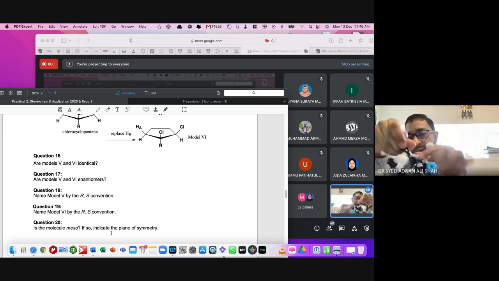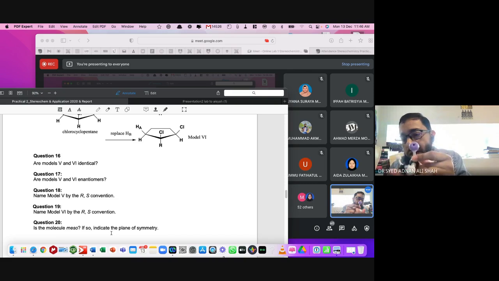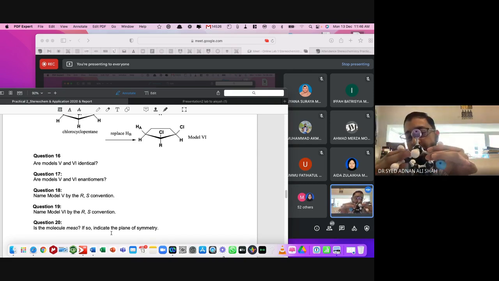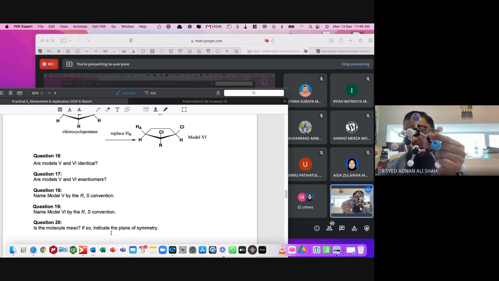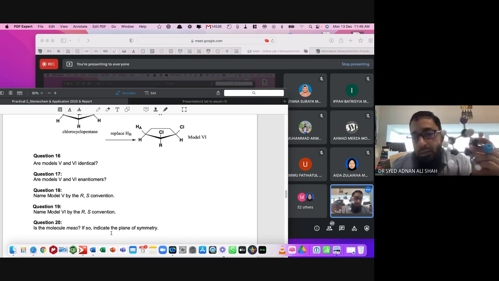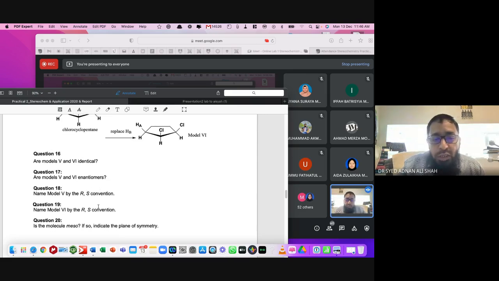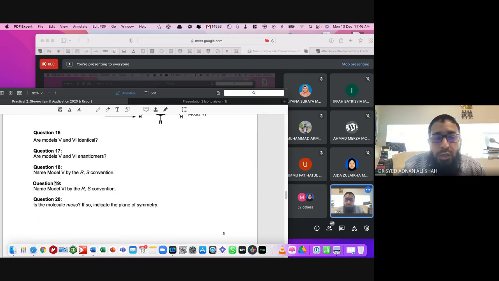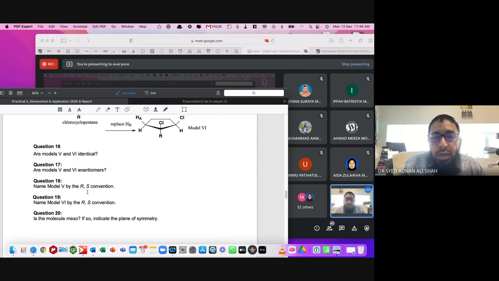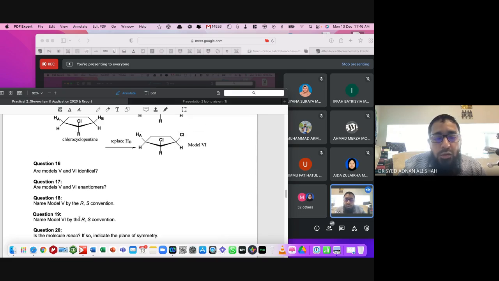And then for the other one, you can have it like this. This one is the hydrogen, this one is the chloride, this one is CH2, and this one is CHCl. So number 1, number 2, and number 3. You have to rotate, and this one is anti-clockwise, so this one will be S. That's how you have to go through these molecules and assign R and S.